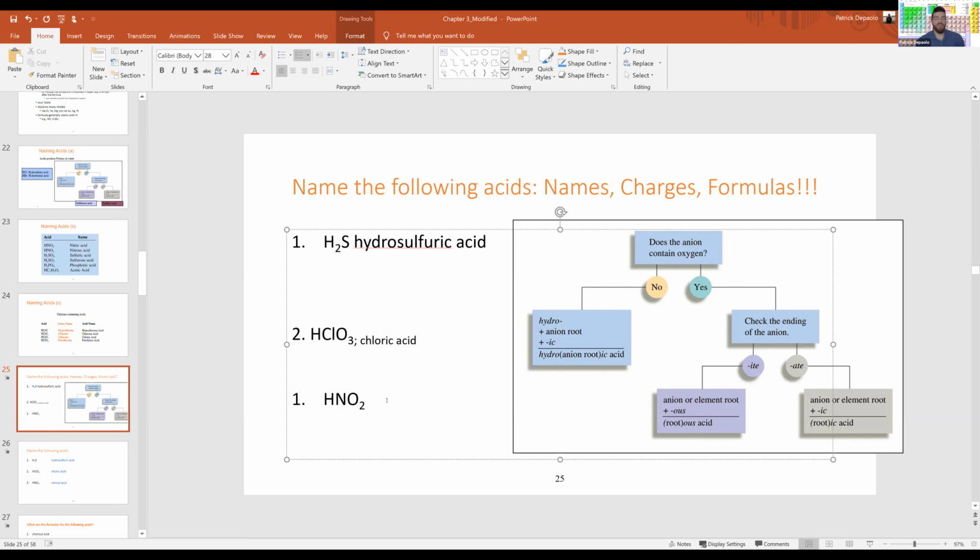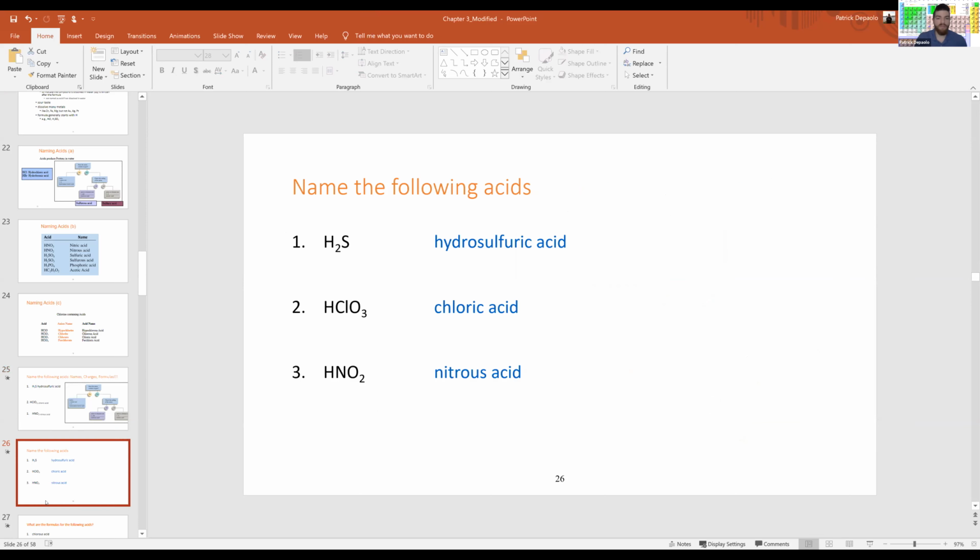Then HNO2. So NO2 is nitrite with an ITE ending. So we look, does it contain oxygen? Yes. What is it? Nitrite. You make it nitrous acid because you get rid of the ITE ending, add OUS, and then acid. So nitrous acid, like that. Okay, cool.